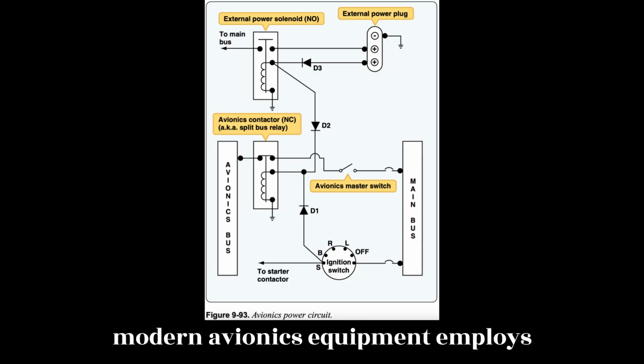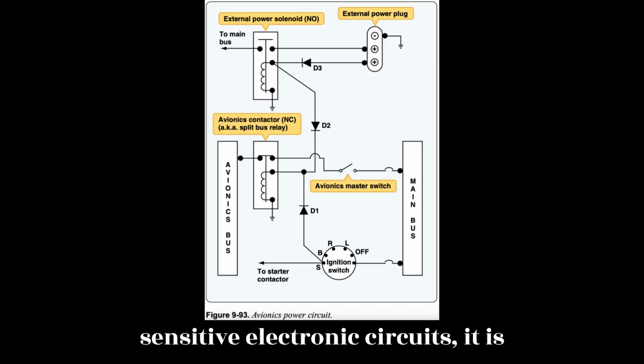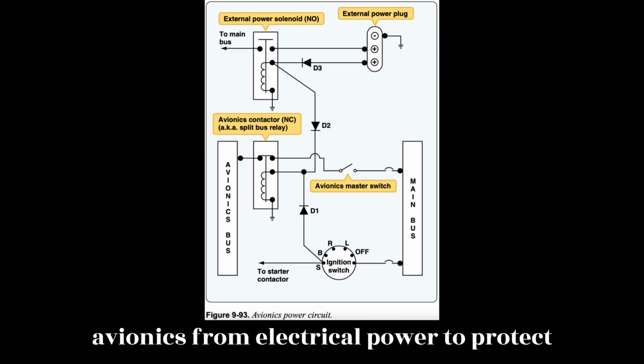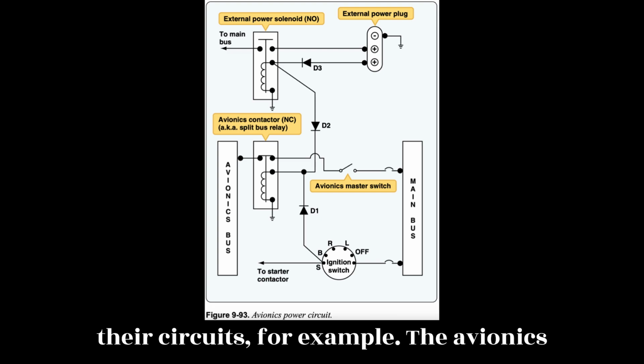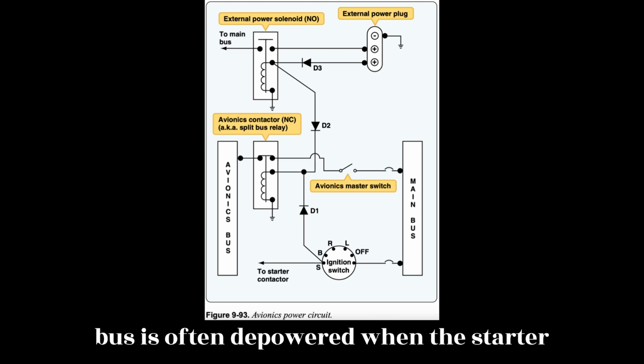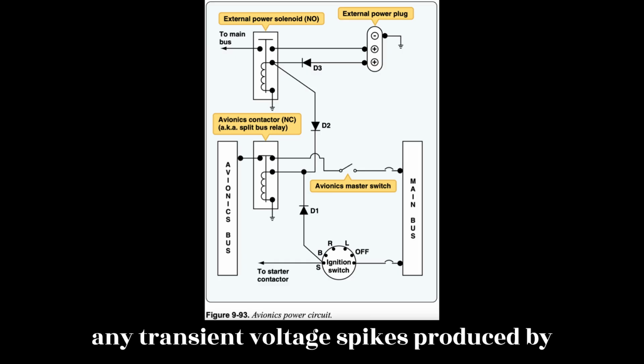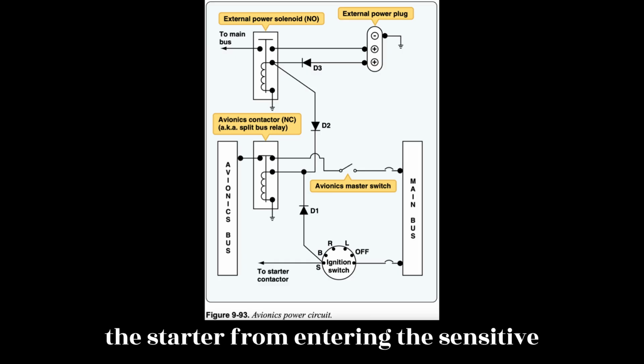Since modern avionics equipment employs sensitive electronic circuits, it is often advantageous to disconnect all avionics from electrical power to protect their circuits. For example, the avionics bus is often depowered when the starter motor is activated. This helps to prevent any transient voltage spikes produced by the starter from entering the sensitive avionics.